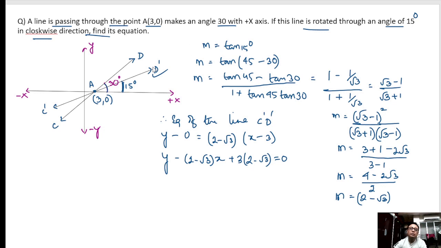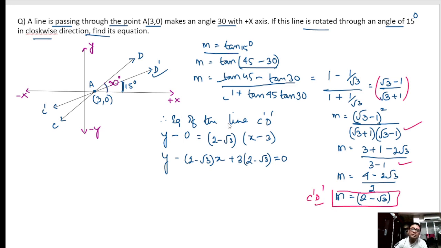Okay. So the slope of the line will be tan 15, which is tan(45 minus 30). So using the tan A minus B formula, we are calculating, putting the values, rationalizing the denominator. This is the slope of that line C'D'.